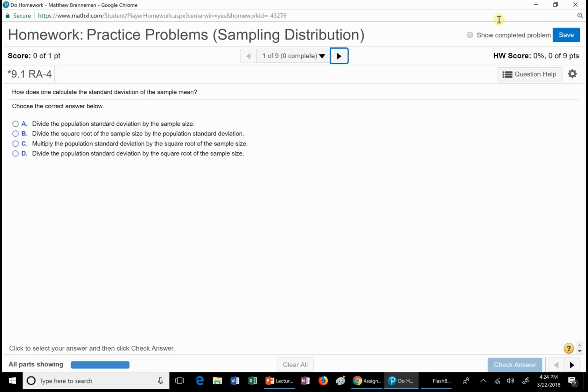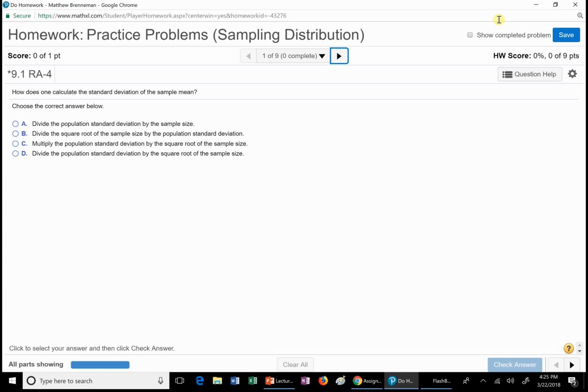Divide the square root of the sample size by the population standard deviation. How would I write that? So here's the thing. Let's take ordinary language and morph it into symbols, right? It says, divide the square root of the sample size by the population standard deviation. So I want to take the sample size, and I'm going to take the square root. I'm going to divide this by the population standard deviation. How would I write that now in symbols? It'd be square root n over sigma. Yeah? I agree.